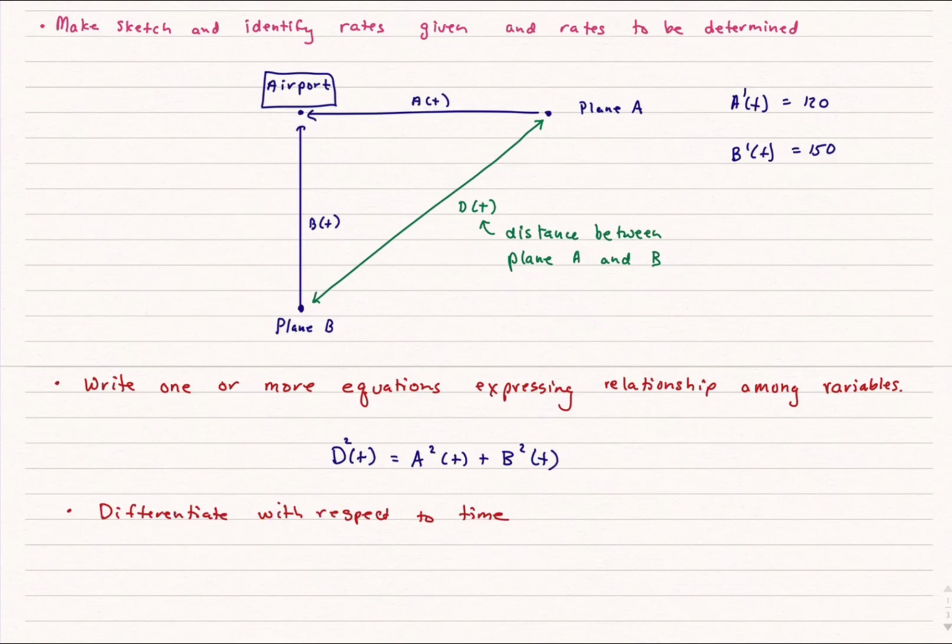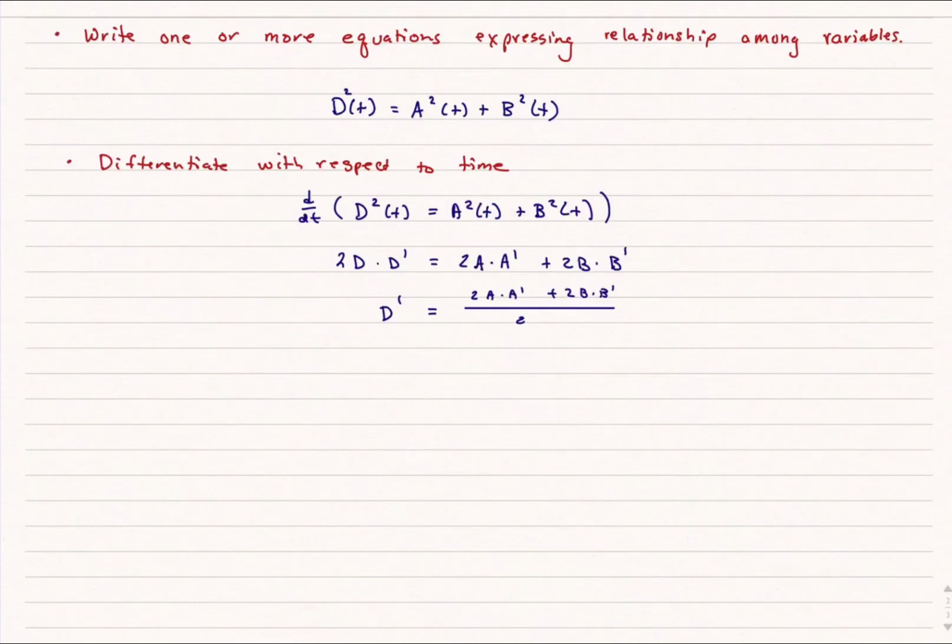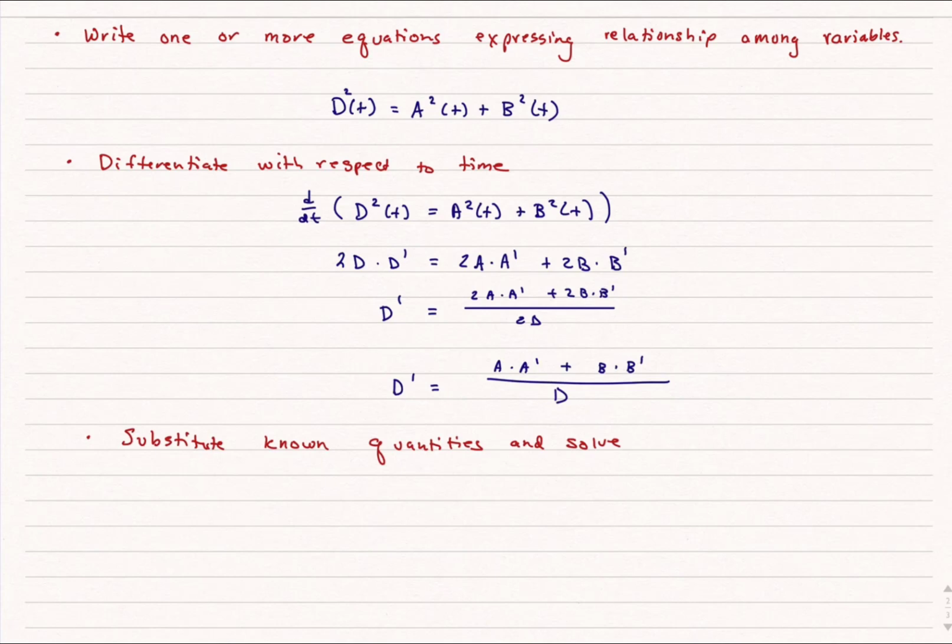The third step is just to differentiate with respect to time. We're going to be usually using implicit differentiation for this. So if I take this equation and take the derivative with respect to time of both sides, using the chain rule, I get that 2d times d prime is equal to 2a times a prime plus 2b times b prime. I want to solve for d prime, when recognizing that I can factor 2 out of the numerator and denominator. I get the following. So now, step 4, I simply substitute in my known quantities and solve.